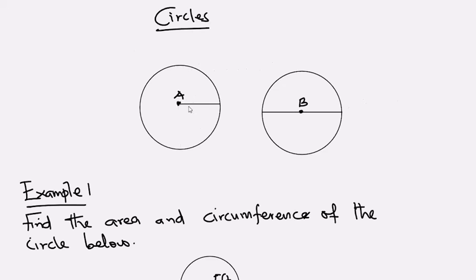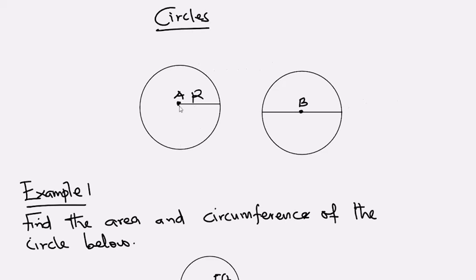When I draw a line from the center of the circle to any part of the circumference, it's called the radius. So the radius is a line drawn from the center of the circle to any part of the circumference of the circle.